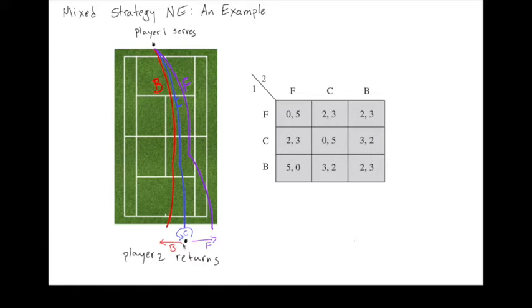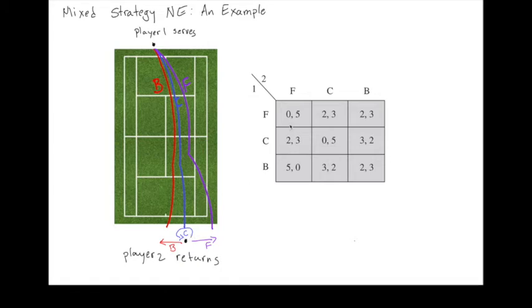Player 2 can anticipate that player 1 will serve to his backhand and move to the left. He can anticipate that player 1 will serve to his forehand and move towards his forehand. Or he can anticipate that player 1 will serve down the center and just stay there. We can see the payoffs that they get from the choices that they make. They have to make these choices simultaneously. Player 1 serves, and as player 1 is serving, player 2 has to anticipate which way the serve is going to go.